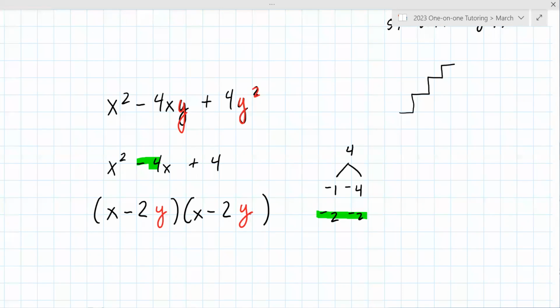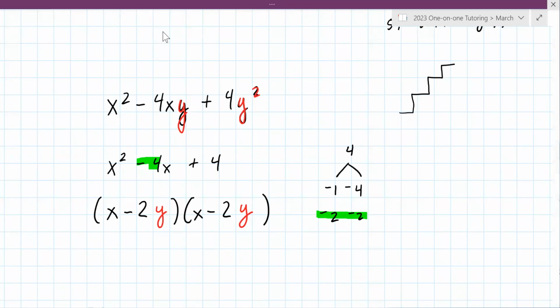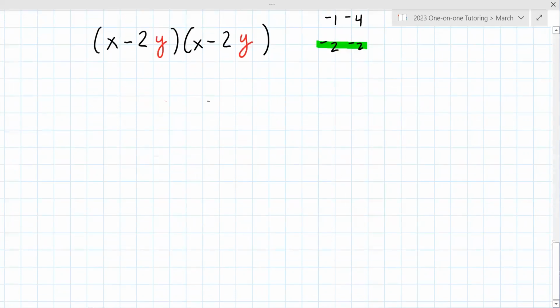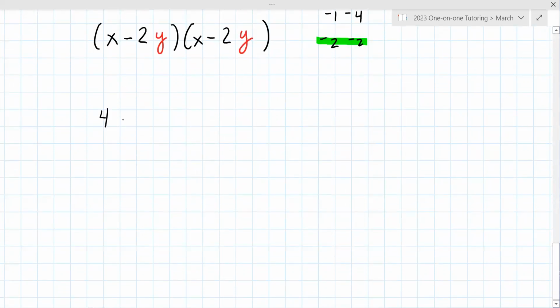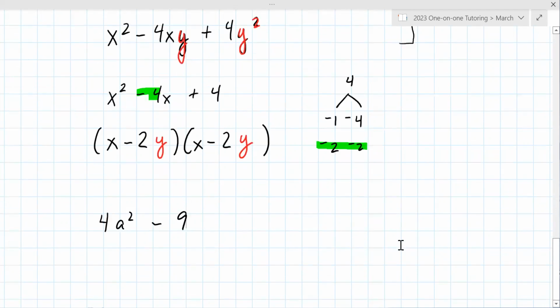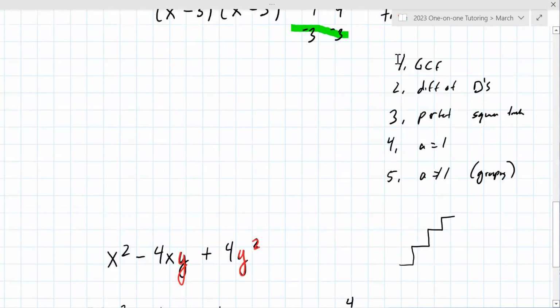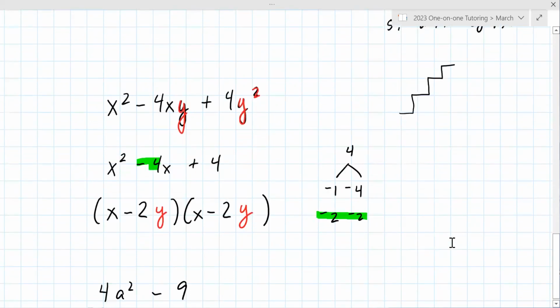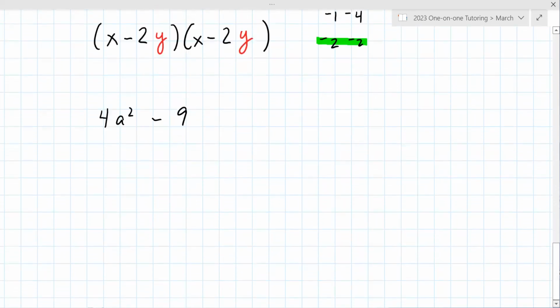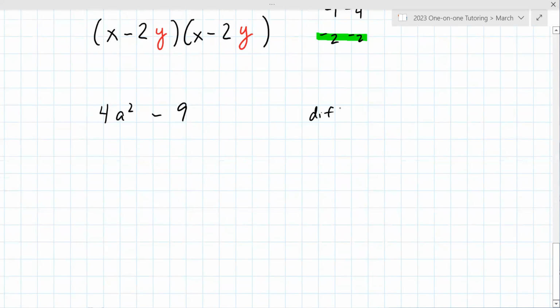Let's do a short problem. 4a squared minus 9. Like this. All right. So remember that list I started writing? I said greatest common factors, difference of squares, perfect square trinomial. Well, this one is a difference of squares.